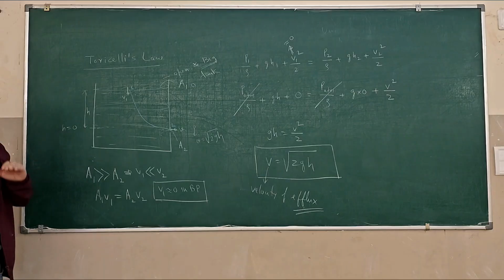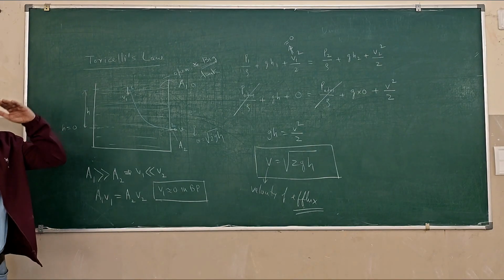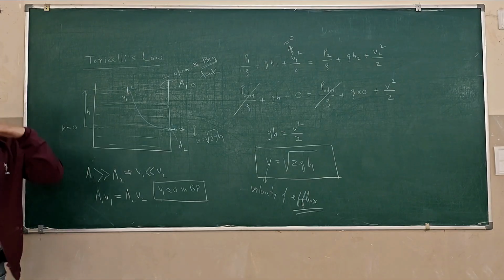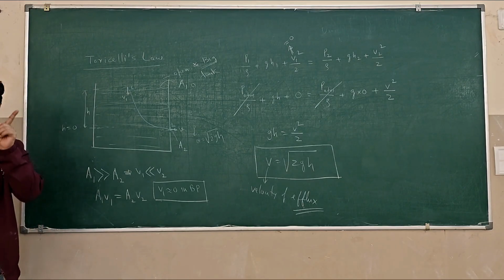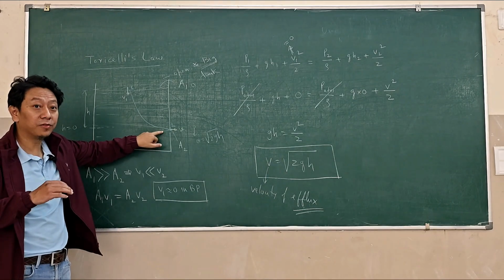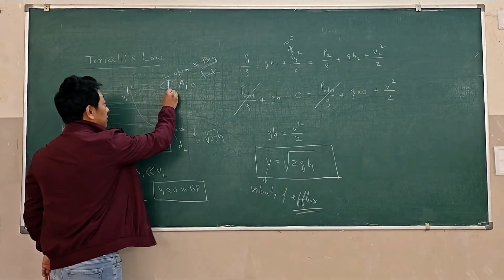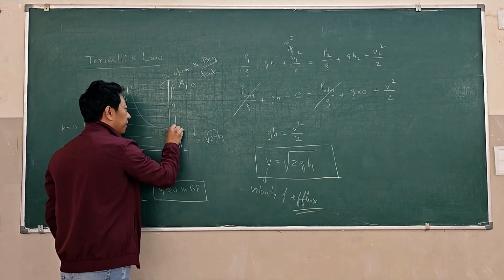Is h the height of the tank? Is h the height of the surface of water from the bottom? It is the height of the surface of water from the hole, or you can say the depth of the hole from the surface. So this is h. Very important. Don't forget. Okay.